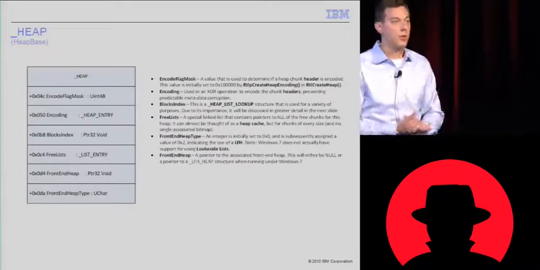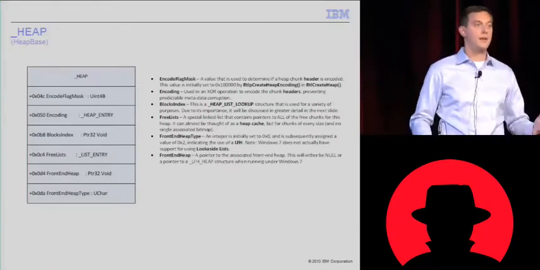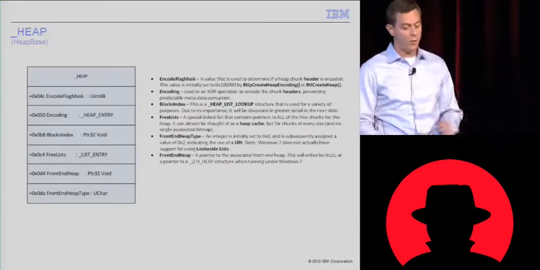The blocks index, or the heap list lookup structure, is the next slide, and I think it is the second most important data structure in the Windows 7 heap.